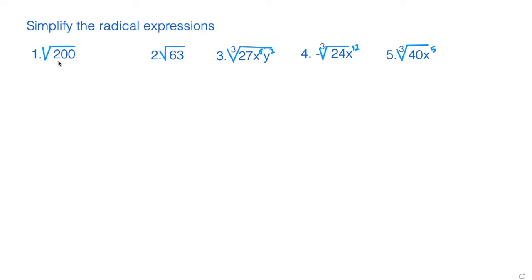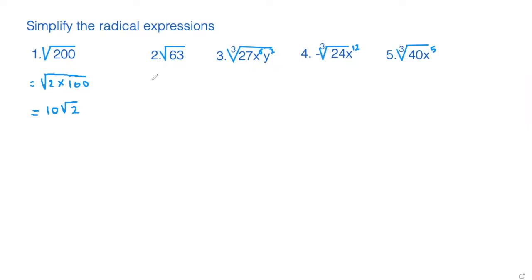In this case, I can write 100 times 2. 100 is a perfect square, 10 times 10 is 100. So let's do that. 100 can go outside the radical as 10, and then leftover is radical 2.